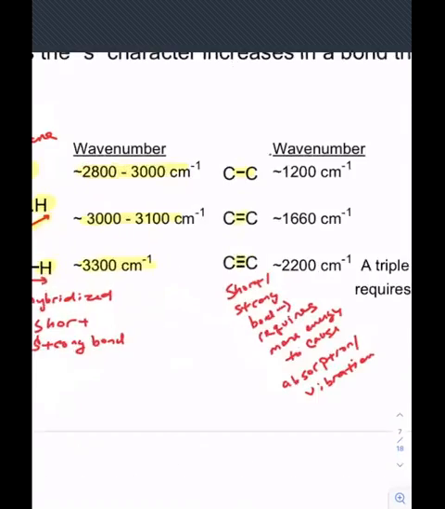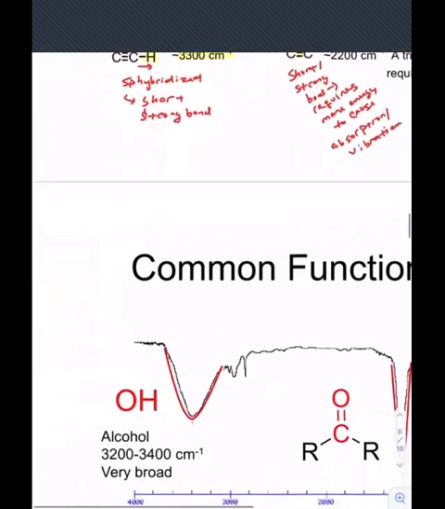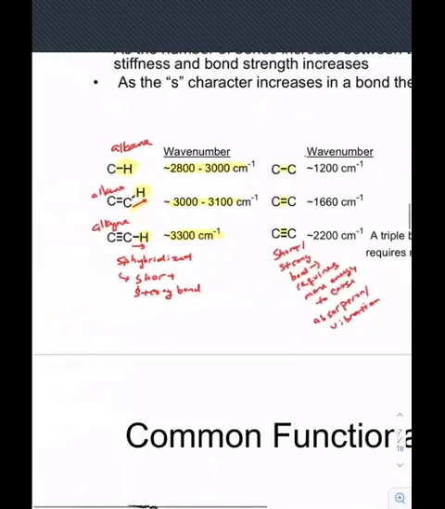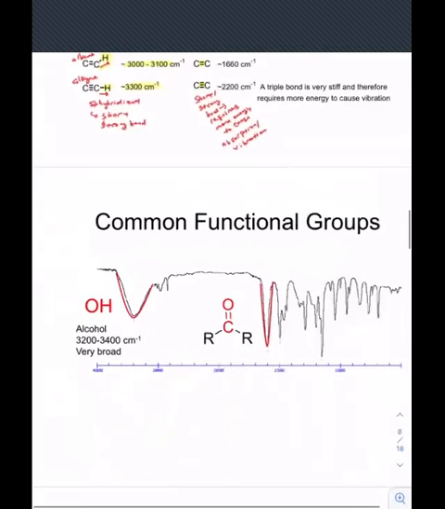Just like right here, the 3,300, 3,000, 2,800. When you see those stretches, you know what you're dealing with, especially if you know the identity of your molecule, or even if you have an idea of the identity of your molecule, you can determine what's present based on the stretches that are there. So let's look through and look at some common stretches on the video.